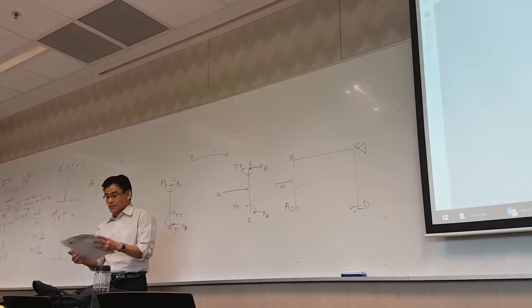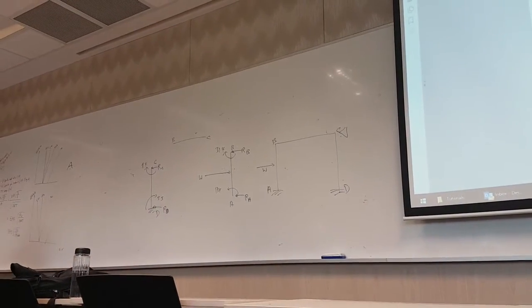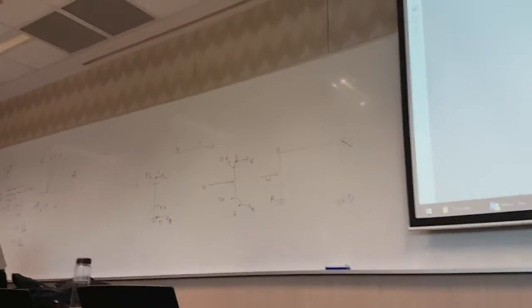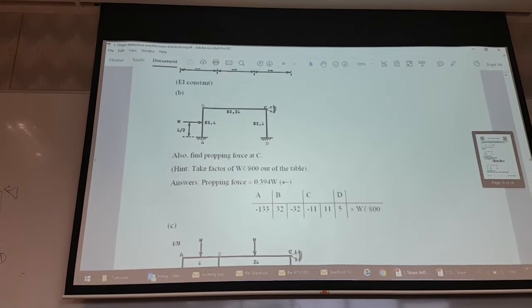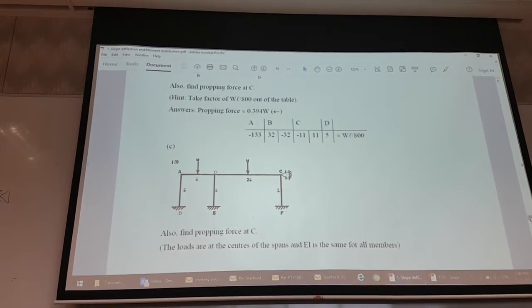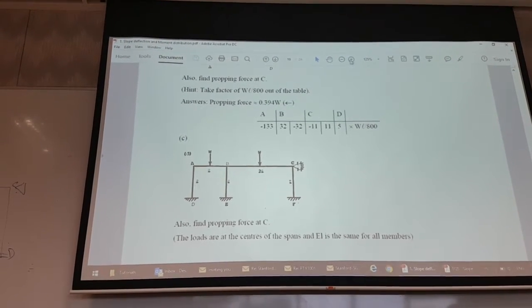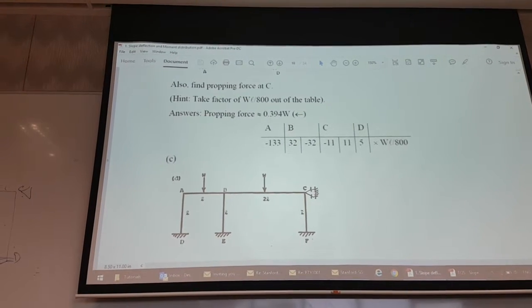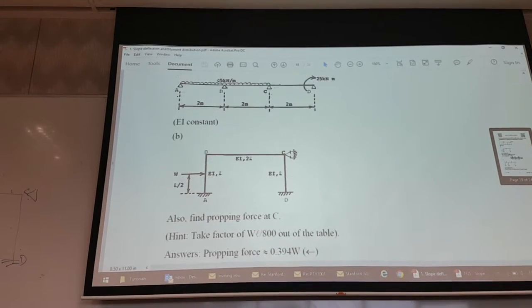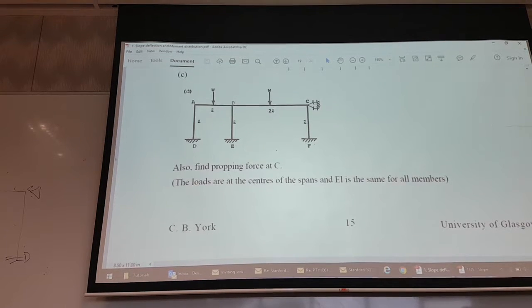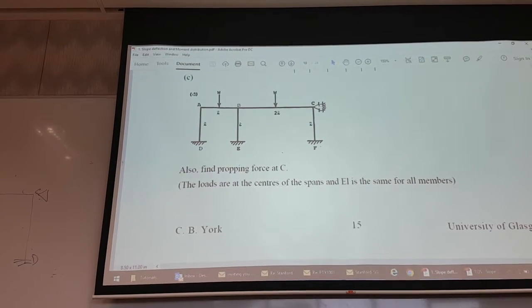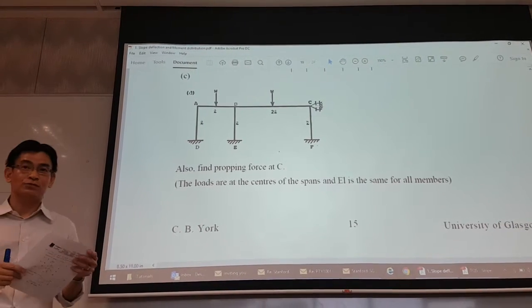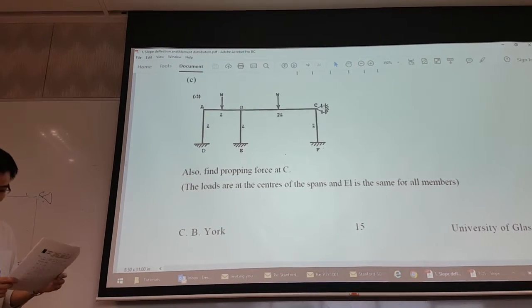Alright, if let's say you are still not clear, we can then move on to look into the next question. If you look at this question, this one. Correct. This is the third question, the tutorial question. So how many reaction forces do you have to determine for this case?